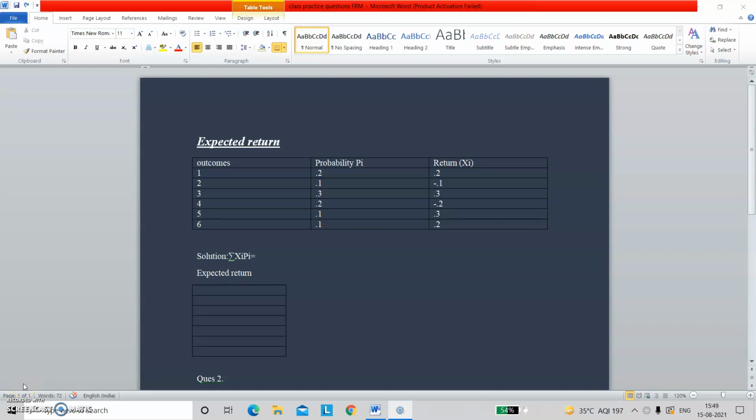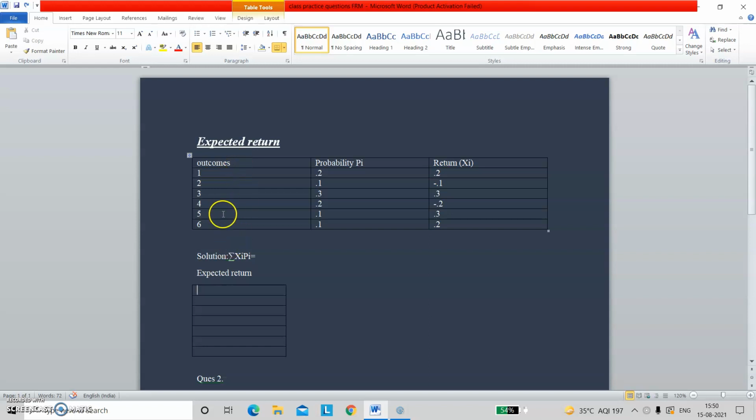Hi guys, so this is the next finance lecture on the topic of expected return. Till now we had understood what expected return is. Now it is time to understand the practicalities of this topic. So here we are given the question.